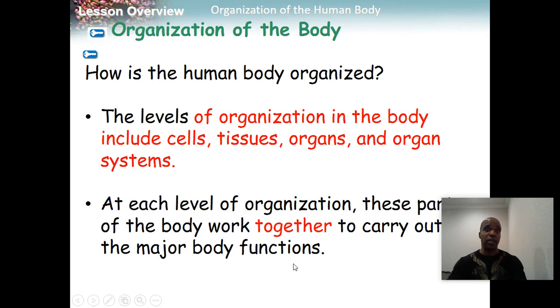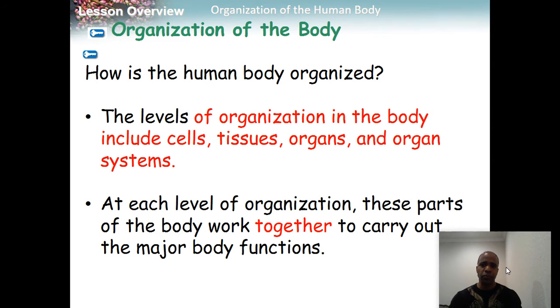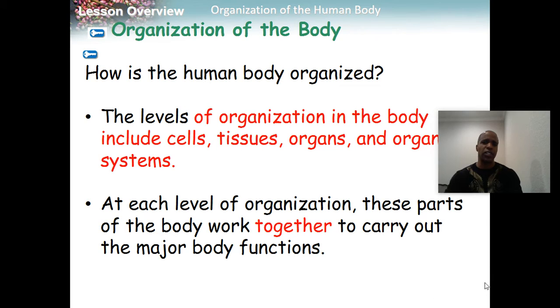That's what we'll be talking about, folks. How the human body is organized. The levels of organization in the body include cells, tissues, organs, and organ systems. Each level of organization, these parts of the body work together to carry out major body functions.